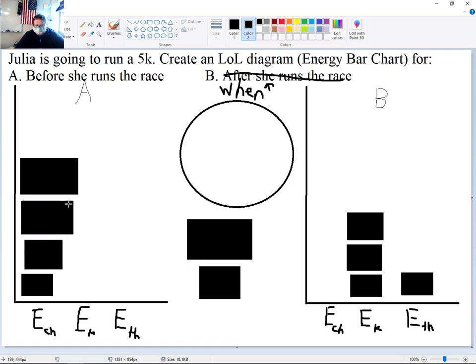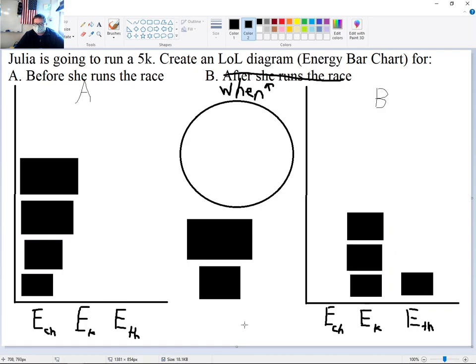I guess the other last thing is, did they move in the right direction, right? Chemical should be decreasing because she's running. Kinetic should be increasing. Thermal, if you have it, should increase as well. Now, the amount doesn't really matter. I could add 6 or 7 blocks over on this side, and then I would just add maybe some more to chemical or some more kinetic and more thermal.